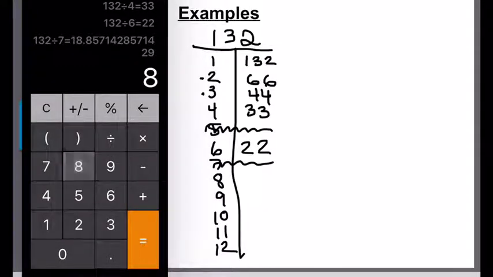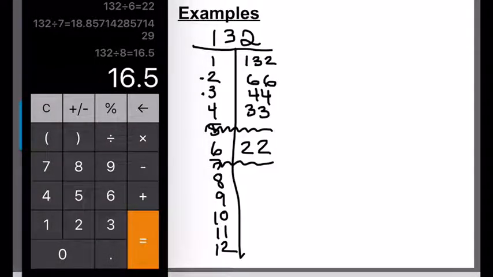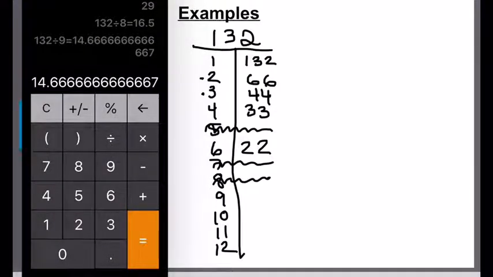132 divided by 8. You also have a decimal. So 132 is not divisible by 8, and 8 is not a factor. 132 divided by 9. Again, we have a decimal. That means that 132 is not divisible by 9, and 9 is not a factor.